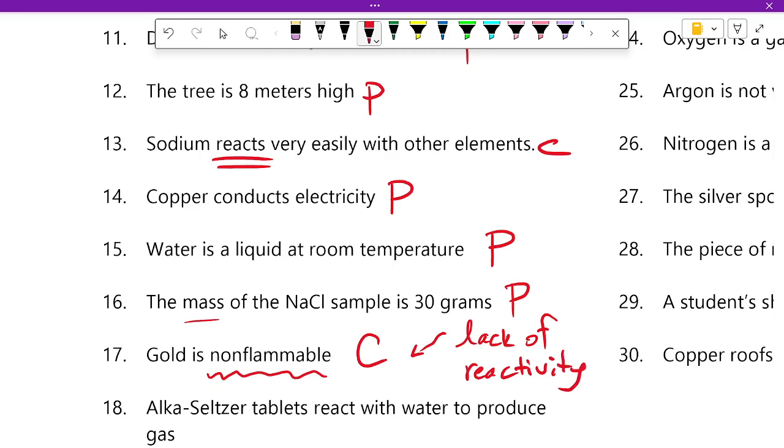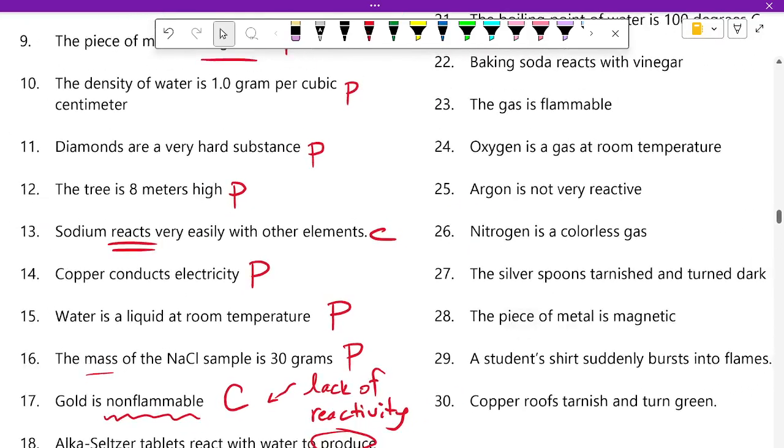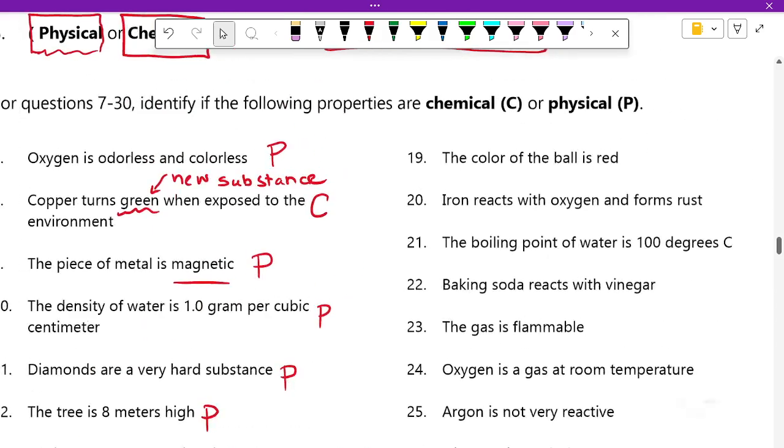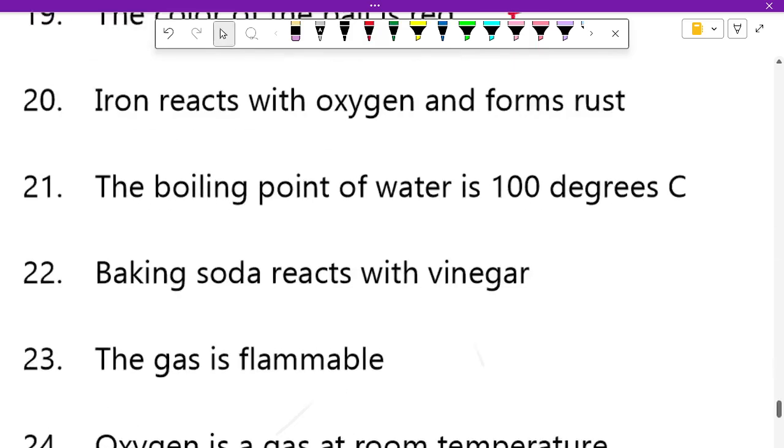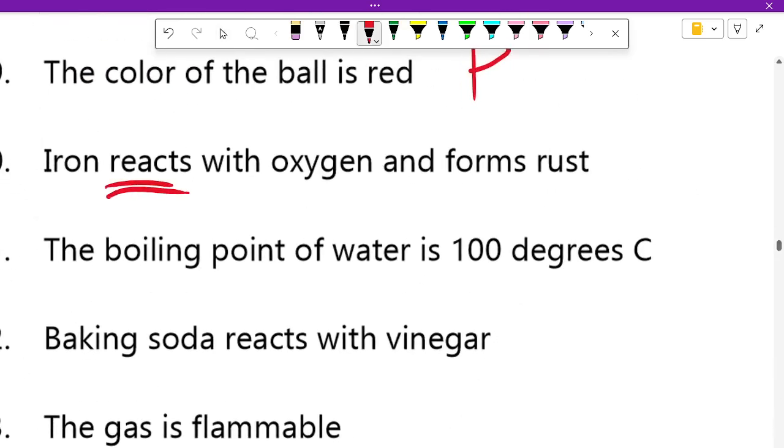Alka-Seltzer tablets react with water to produce gas. We produced a gas and that reacted, so that's chemical. The color of the ball is red. Physical. Iron reacts with oxygen and forms rust. Chemical. The boiling point of water is 100 degrees Celsius. Physical, because we're looking at boiling. That's just a physical change of state.